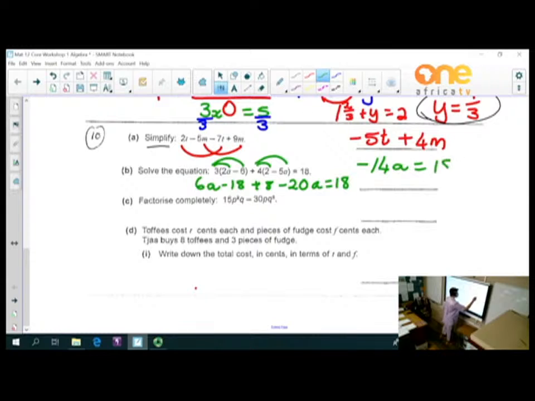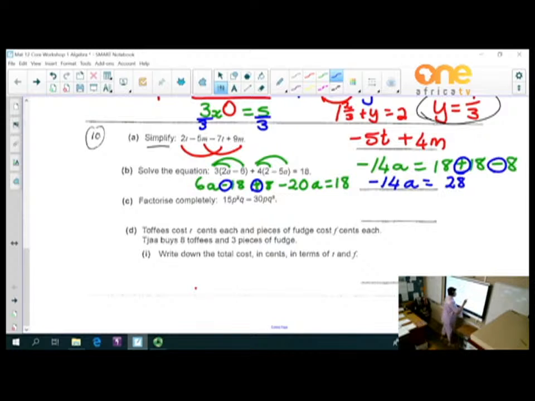Okay, so now I'm going to take the numbers over. If you take this one over, it becomes plus 18. If we take the 8 over, it becomes minus 8. When you take it over, you change the signs. So these two signs have changed here. And then if you add now 18 plus 18 minus 8, then we have 28. So negative 14a is equal to 28.